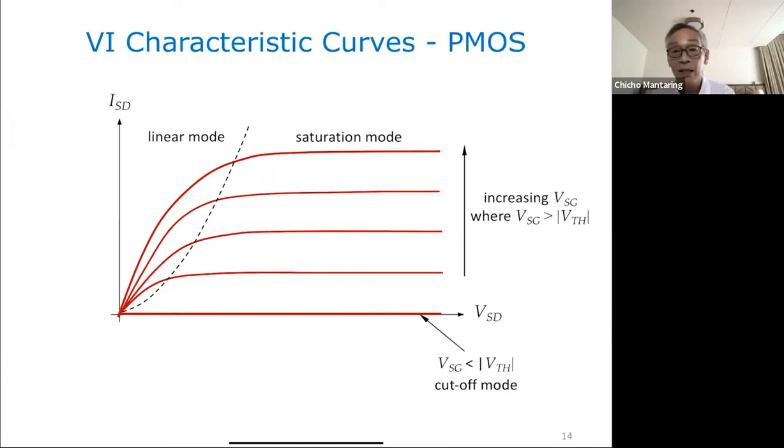For PMOS, as you could have guessed, we just reverse the subscripts. No? So this is now increasing VSG. Kanina increasing VGS, ngayon increasing VSG, where VSG has to be greater than or equal to the absolute value of your threshold voltage. Remember, in PMOS, your threshold voltage is negative. Okay. When it is less than that, it is cut off and you have no current.